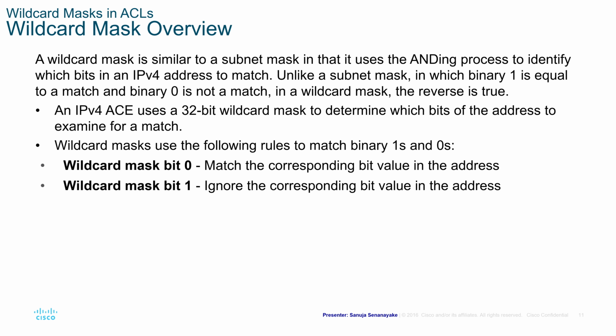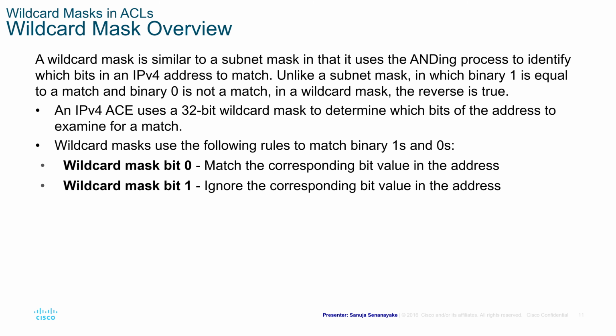Unlike a subnet mask, in which binary 1 is equal to a match and binary 0 is not a match, in a wildcard mask it is the reverse. So a subnet mask is the reverse of a wildcard mask. Wildcard mask is the reverse of a subnet mask. You can look at it that way. So in a wildcard mask, 1 is equal to not a match and 0 is equal to a match. So it's going to be opposite.